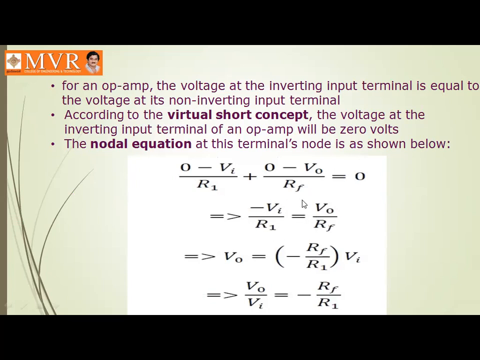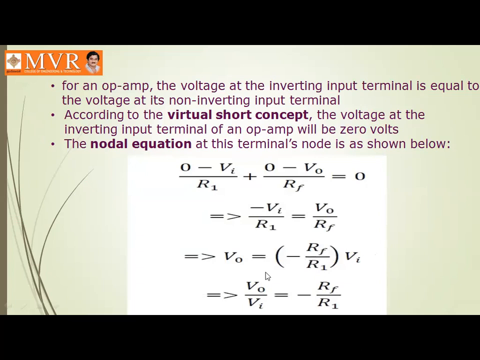That is, Vi by R1 is equal to V naught by Rf. Then bringing this Rf to this side, what happens? V naught is equal to minus Rf by R1 into Vi. So coming to the gain, V naught by Vi, we are bringing this Vi to this side. This will come into the denominator, and V naught by Vi is equal to minus Rf by R1. So from these two equations you can observe that the output voltage is equal to the multiplication factor into the input voltage.